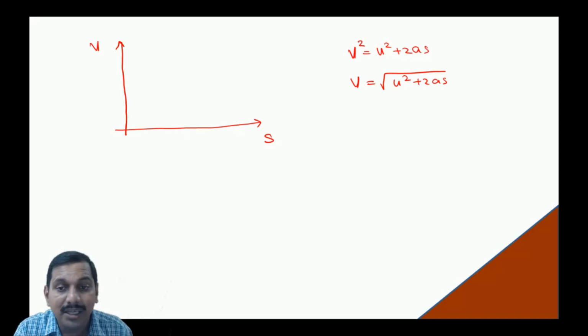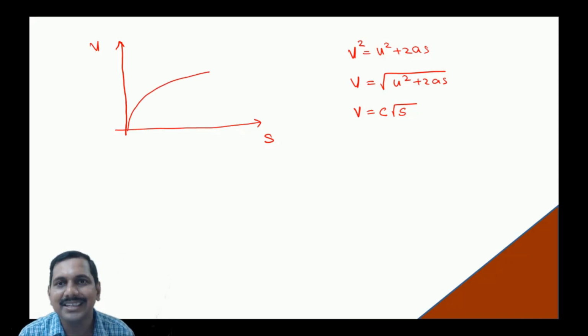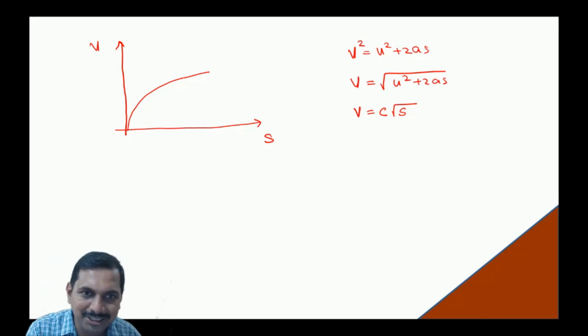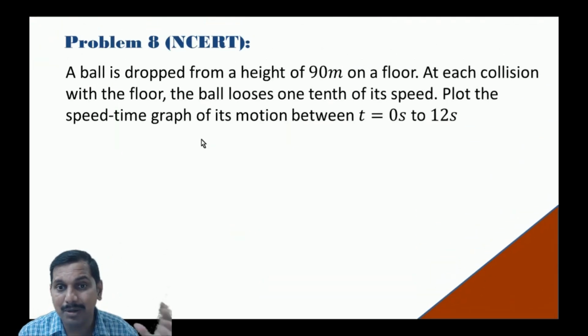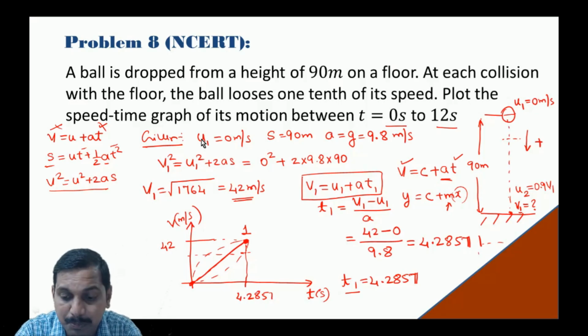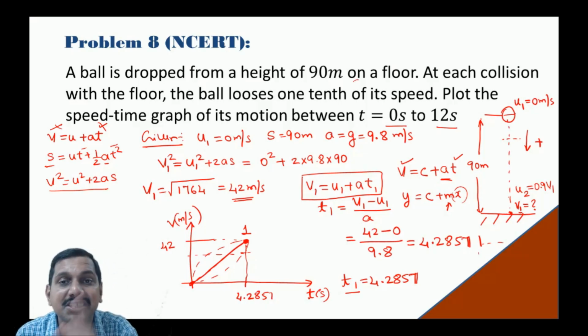So the velocity will have a functional relationship of constant into root of this, right? So it will be a root curve. Root curve is something like this. I'm not saying this is the right answer, but you have to think a bit on this and try to find out what is the right answer for the same problem. Instead of speed versus time, can I get a speed versus distance curve? So this is homework for you.